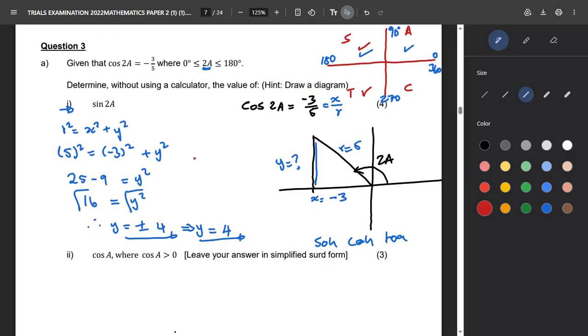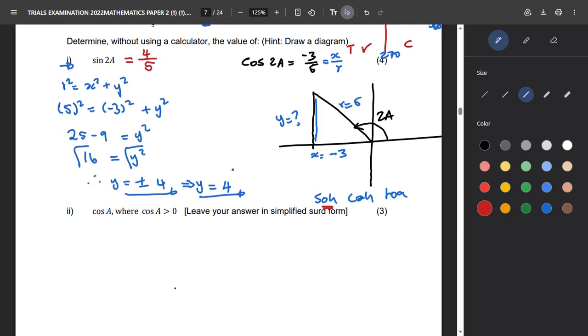The sine of A, sine is opposite over hypotenuse, and the opposite is your y. So the answer for this one is opposite, that's 4 over hypotenuse, and hypotenuse is 5. Then you're done answering this one. You move to the next question.